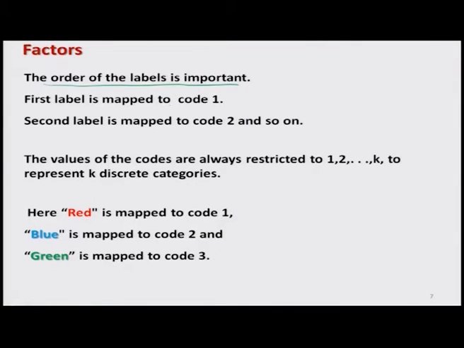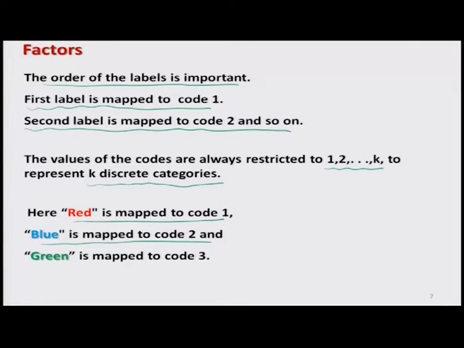For example, in this case the first label is mapped to code 1, the second label is mapped to code 2, and so on. Similarly, in general these codes 1, 2, 3 up to k denote the k discrete categories. For example, we had 3 colors of ball, red, blue and green, so I used 1, 2 and 3. These numbers indicate the category. Here, red is mapped to code 1, blue to code 2 and green to code 3 in the example that we have considered.